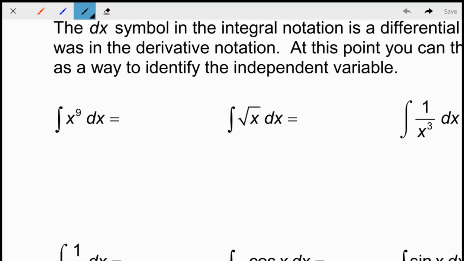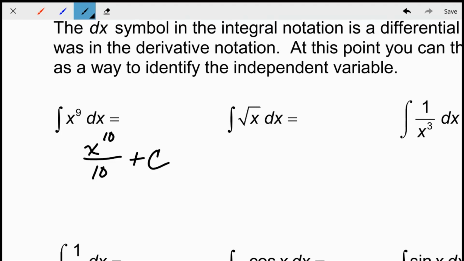So for example, for this first one, I'm going to add 1 to the exponent, divide by the new exponent, and then add c, because I don't know if that c value is there. I don't know if it was 0. I don't know what it possibly was. So that would be my solution for that indefinite integral.